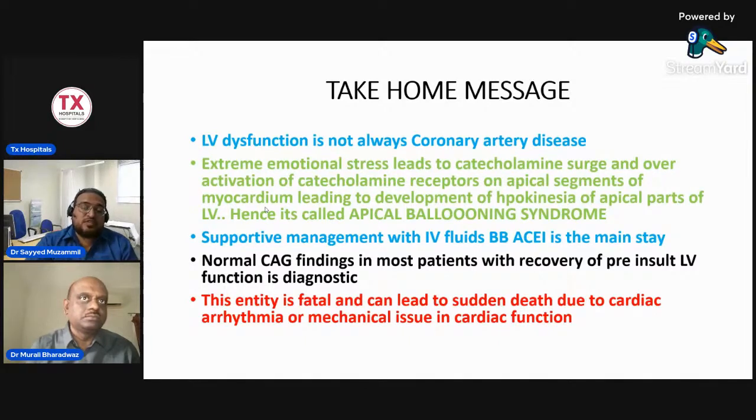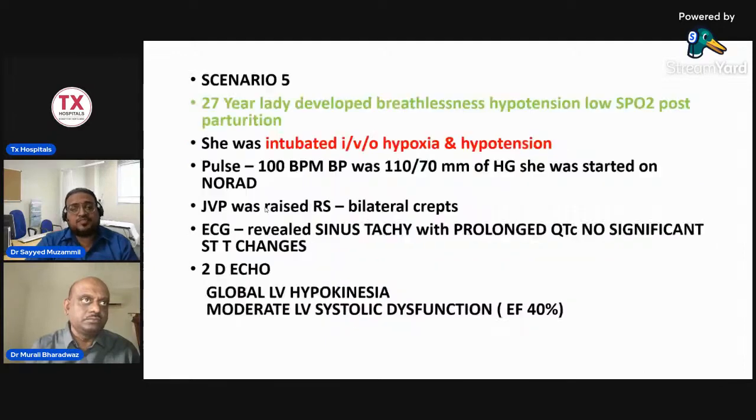So this entity is not so benign. This entity is fatal and it can lead to sudden death due to cardiac arrhythmia or mechanical issues in cardiac function. So this is also one of the reasons of LV dysfunction, one of the reasons of development of symptoms of heart failure in otherwise normal patients.